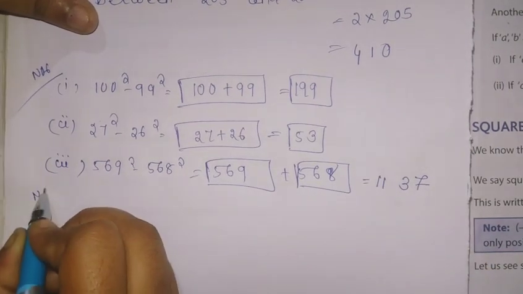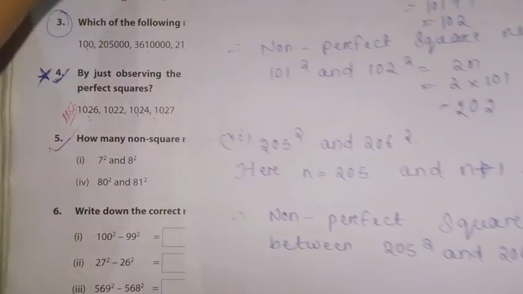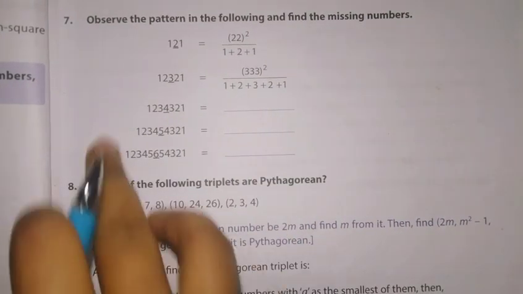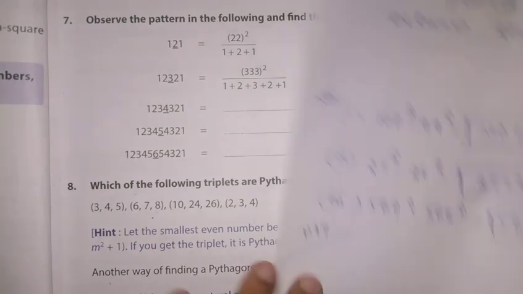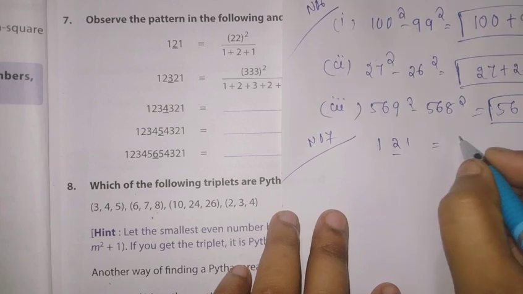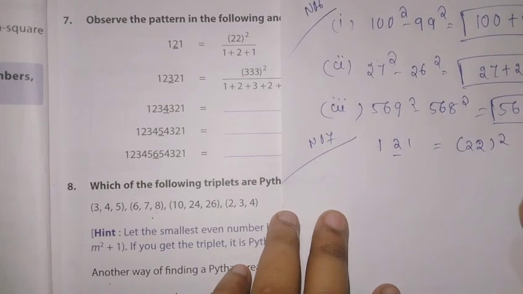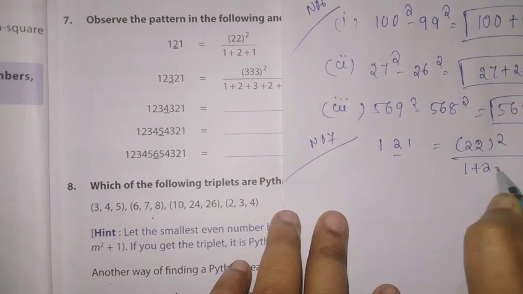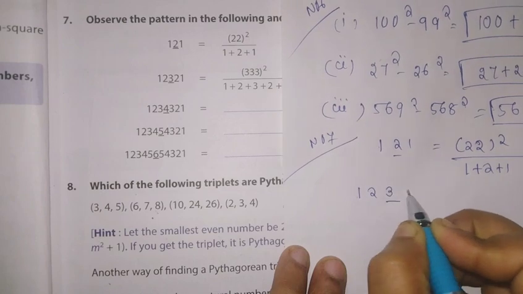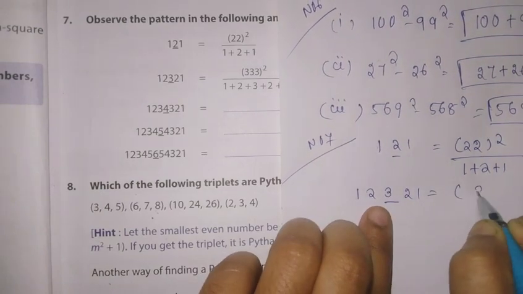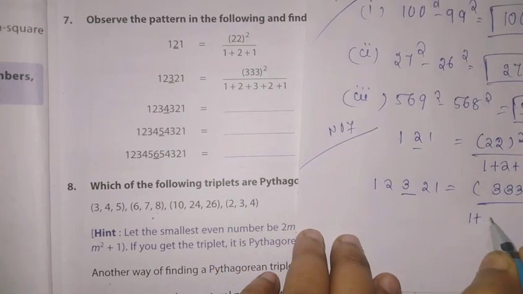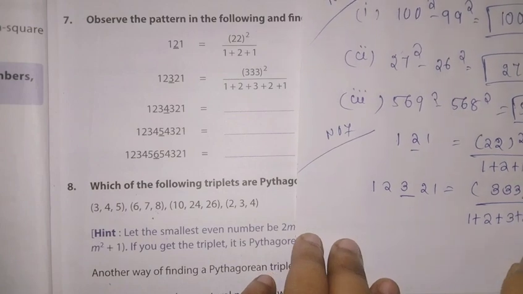Now we solve question number 7. Observe the pattern in the following and find the missing numbers. First, 121 equals 2 square divided by 1 plus 2 plus 1. Then 1, 2, 3, 2, 1 equals 3, 3, 3 square divided by 1 plus 2 plus 3 plus 2 plus 1.